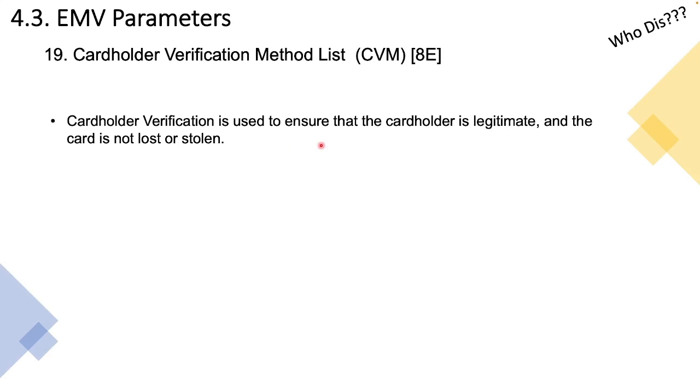Cardholder verification is used to ensure that the cardholder is legitimate and the card is not lost or stolen. Now, historically, back in the magstripe days, as a general rule, what you found was that magstripe-based credit cards would have a cardholder verification method of signature, which meant you'd pay for something at the teller.